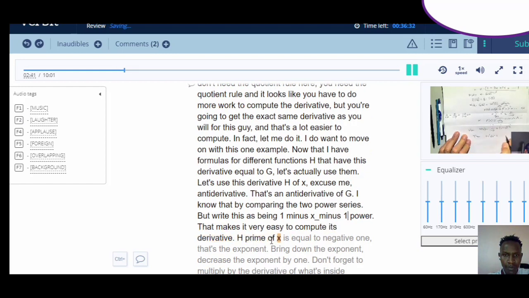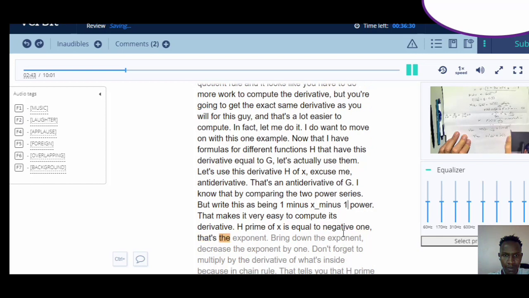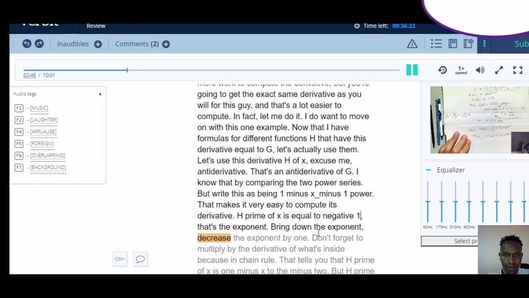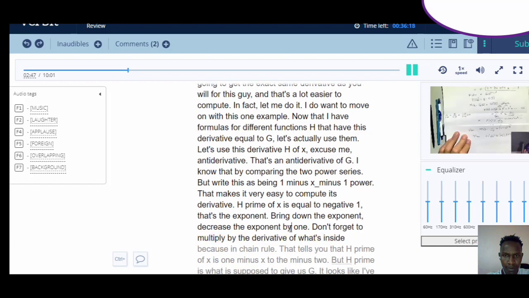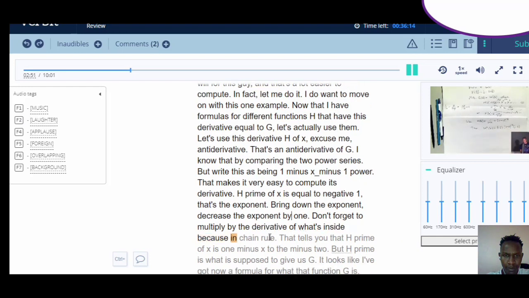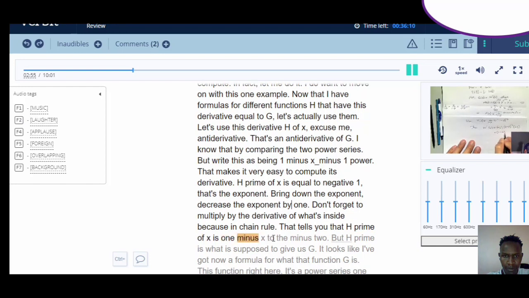H prime of x is equal to negative 1, that's the exponent. Bring down the exponent, decrease the exponent by 1. Don't forget to multiply by the derivative of what's inside because of the chain rule. And that tells you that h prime of x is (1 - x)^(-2).